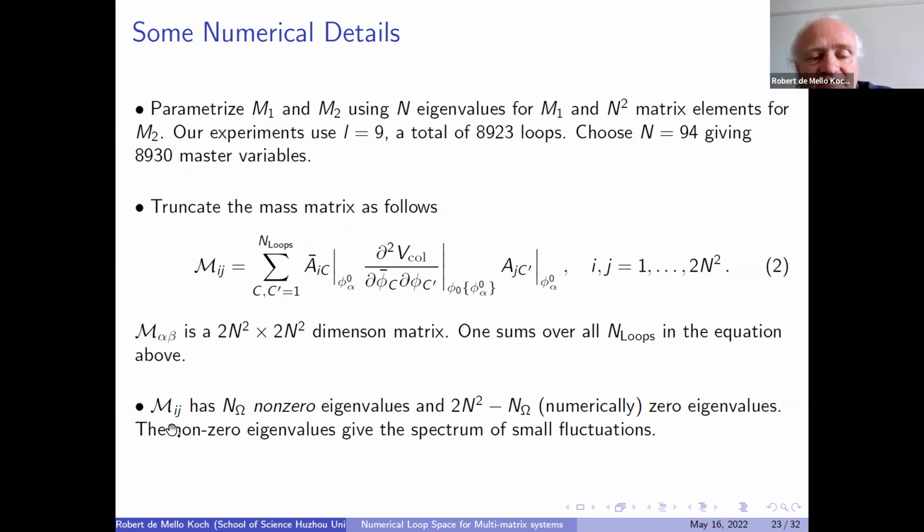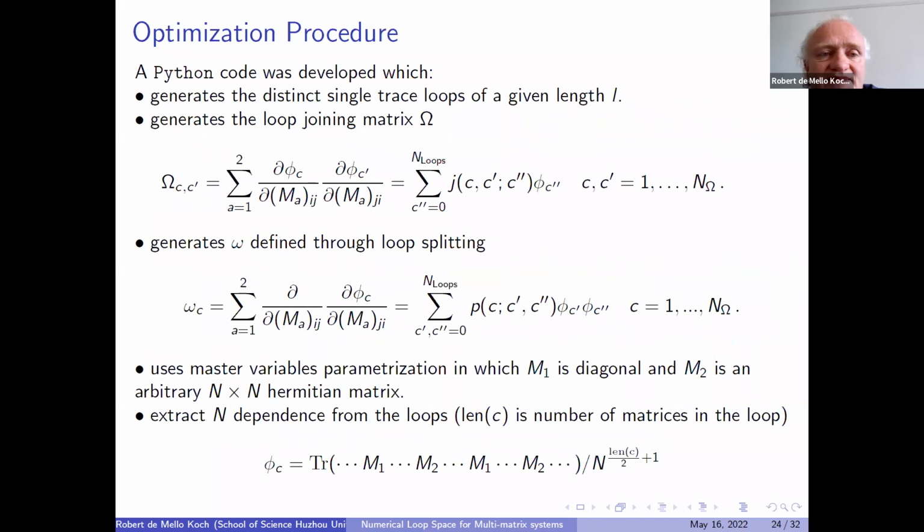And when you work out what Mij looks like, it's got n omega non-zero eigenvalues. This is actually a small number of non-zero eigenvalues and an enormous number of eigenvalues that are numerically 0. So this leads one to suspect that maybe there's a more efficient way of calculating small fluctuations that we haven't discovered yet. So we wrote a code in Python.